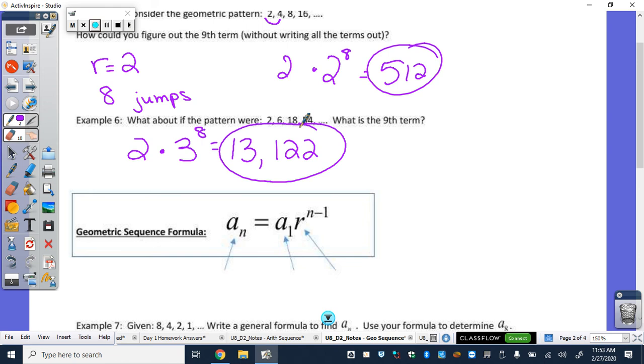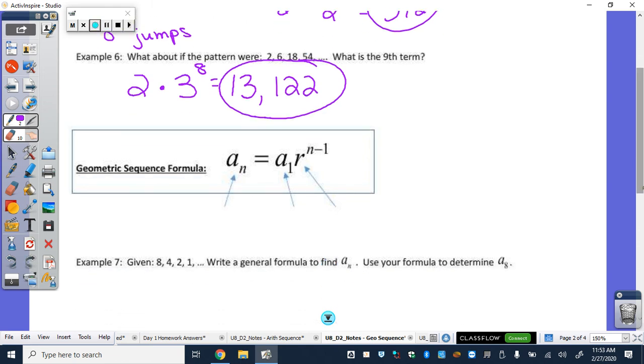So that's how we figured out our geometric formula. So that's where this formula down here came from. A sub n, so some term in the future, is your first term times your common ratio to the n minus 1 power. So again, a sub n, that's our nth term. A sub 1 is our first term, and then the r is your common ratio. And then that n minus 1 just helps us figure out how many jumps happen. So you take your term number and subtract the first from it.